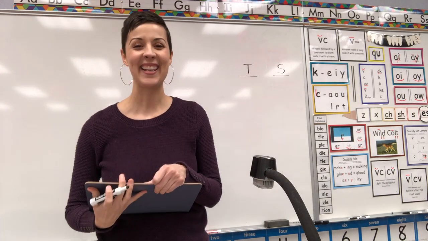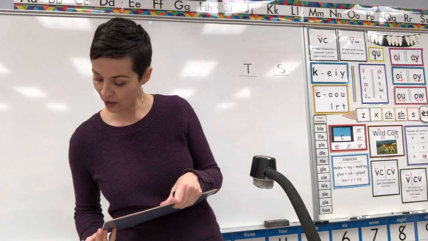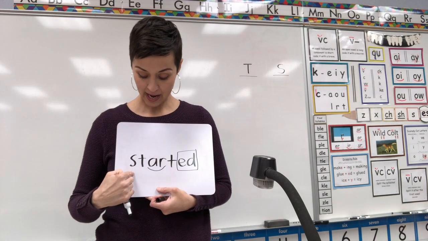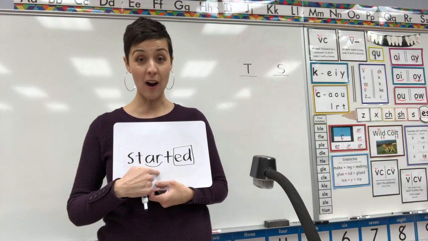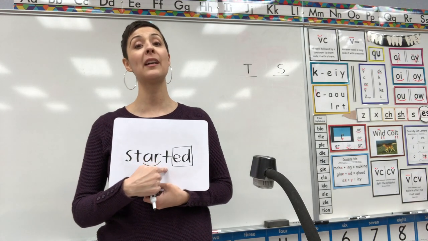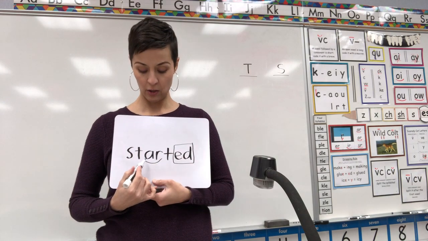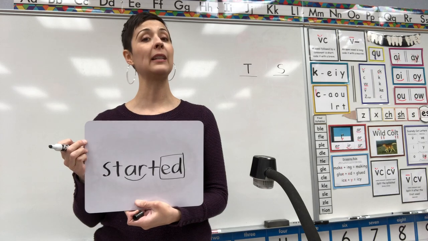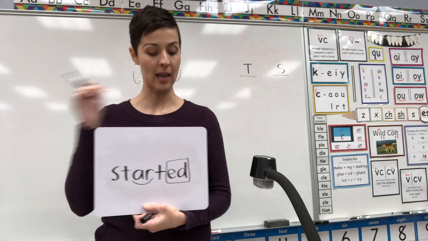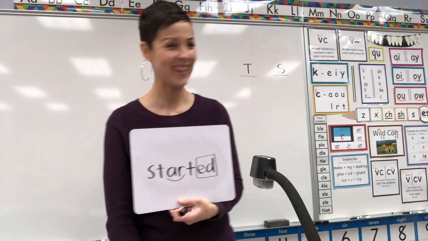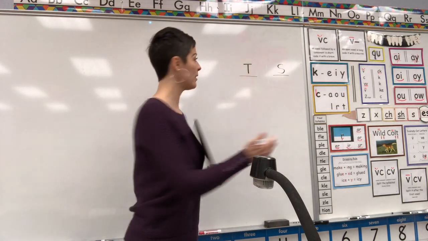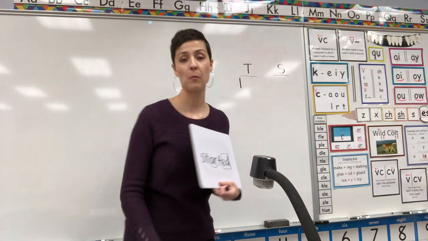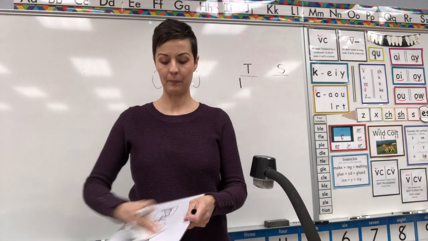Okay, let's check it. Let's see how you did. Started, I'm checking my book, should be spelled S-T-A-R-T with a suffix E-D. So you should have arced combination A-R and boxed suffix E-D says ed, started. How'd you do? Okay, I know I got it right, so I'm gonna mark a point. And if you got it right, you can mark a point where you're keeping score.